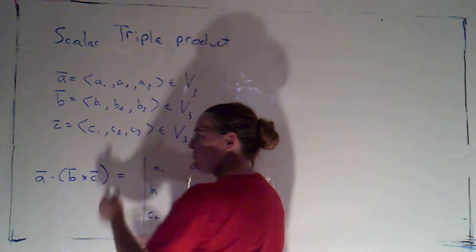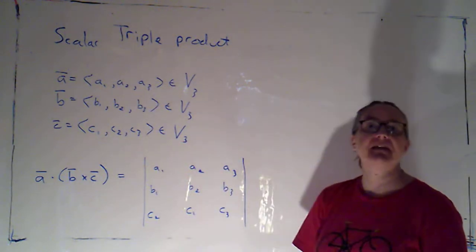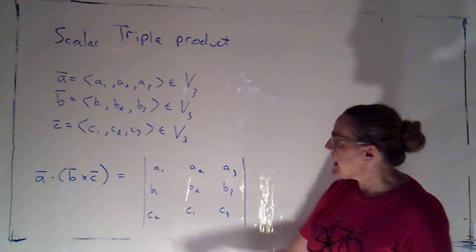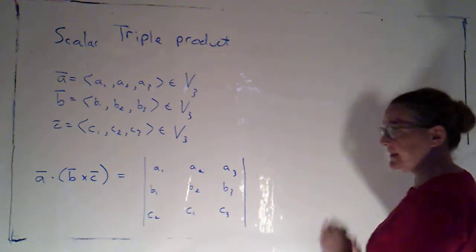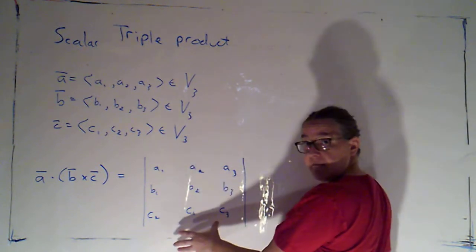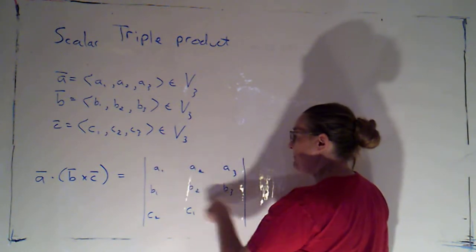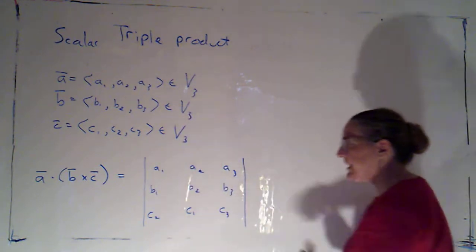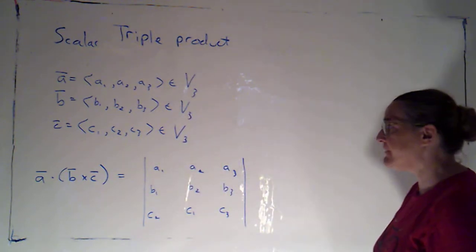So B cross C will give me a vector in three space, which I can then dot with A. That gives me the scalar triple product. Now I put up here an equivalent definition. I could also form this 3 by 3 matrix where I put in A, B, and C as the three rows and just calculate the determinant of that.